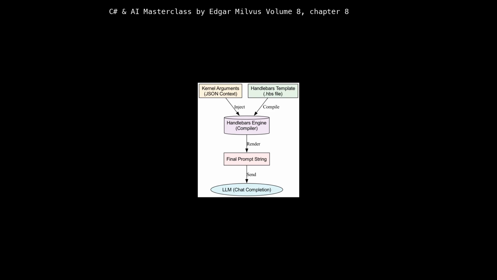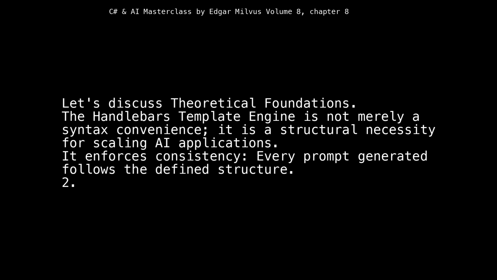A diagram illustrates how raw JSON data flows from a C# application into a Handlebars template engine, which applies a specific style, such as poetic, concise, or technical, before passing the formatted prompt to a large language model, LLM, for final output generation. Let's discuss theoretical foundations.